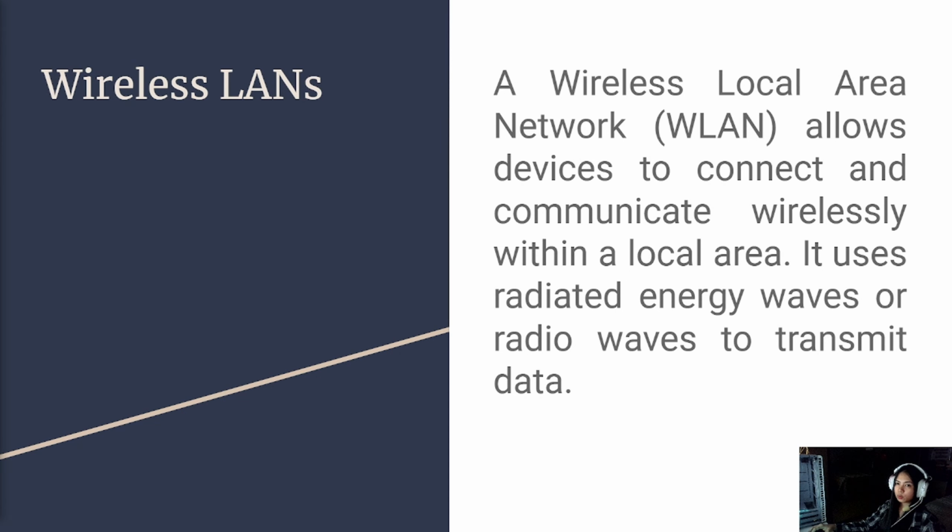Wireless LANs, or wireless local area networks, allow devices to connect and communicate wirelessly within a local area. It uses radiated energy waves or radio waves to transmit data, unlike the Ethernet LAN that uses electrical signals flowing over a cable or light on optical cabling. The main components of a wireless LAN are access points, or APs, and wireless clients such as laptops and smartphones. The standards that govern wireless LANs are part of the IEEE 802.11 family, commonly known as Wi-Fi.